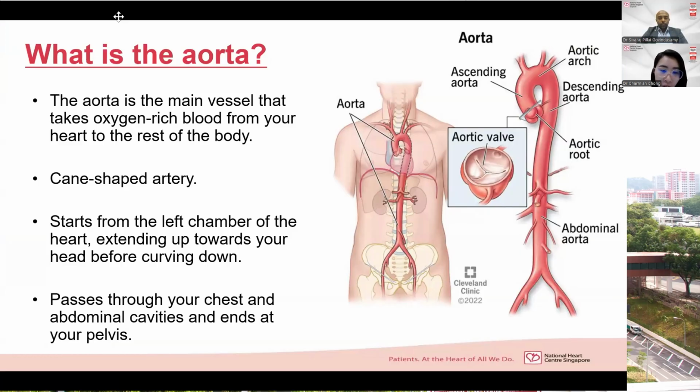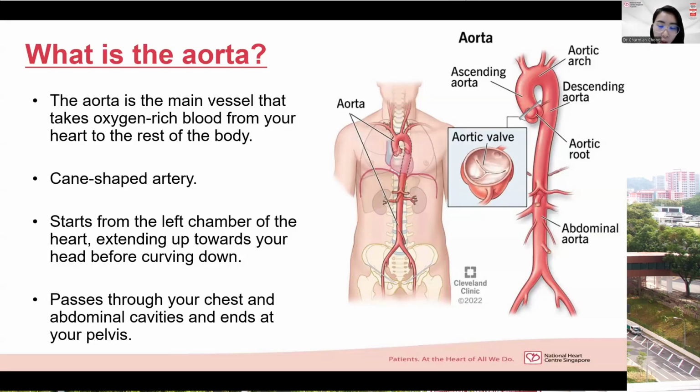Just want to give everyone a brief introduction about what the aorta is and what it involves. So just some background information for us to understand what can go wrong with it. So the aorta is actually the main vessel that takes oxygen-rich blood from the heart and supplies it to the rest of the body, all the different organs.